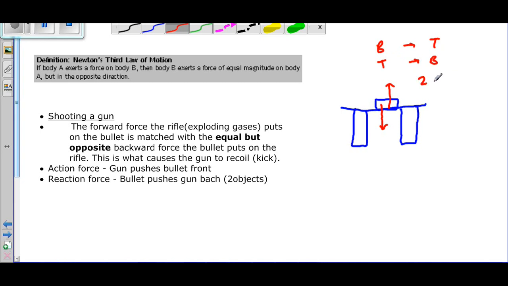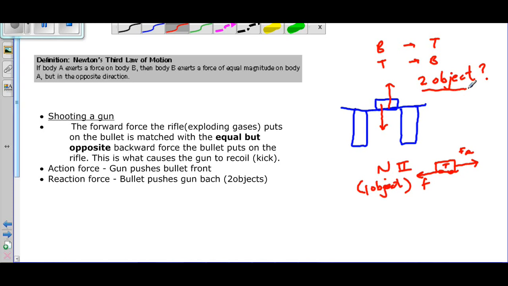Now what's important in Newton 3 is that we must remember that we are working with two objects. The two forces are not acting on the same object. In Newton 2, for example, we see that there is a trolley and you are pulling the trolley forward with an applied force, and friction is applied on the trolley, pulling it back. So the applied force is on the trolley, and the frictional force is also on the trolley. So in Newton 2, we are speaking about one object, and in Newton 3 we are speaking about two objects.